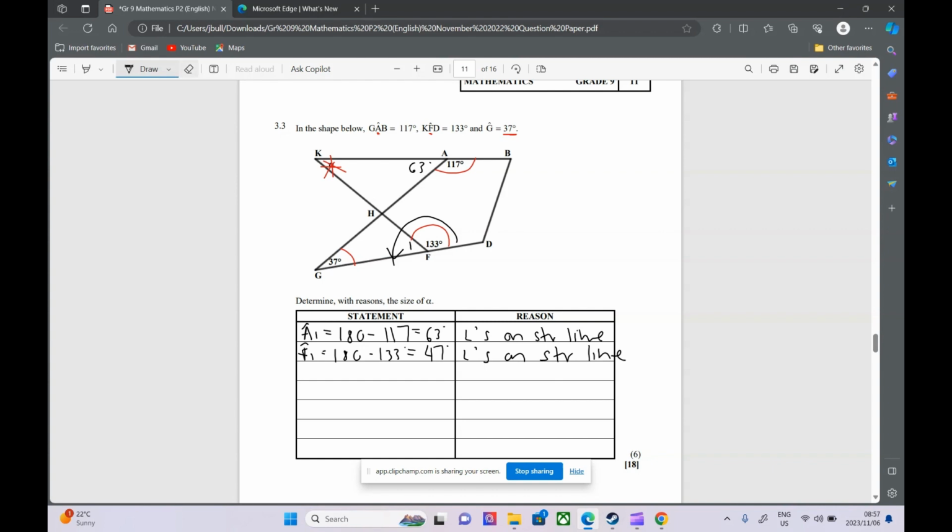Then we can fill that in there. So just fill it in because it helps you to keep track of it as well. So we've got this one is 47.